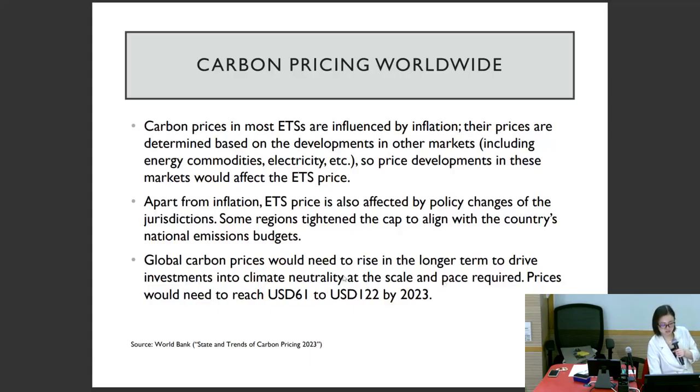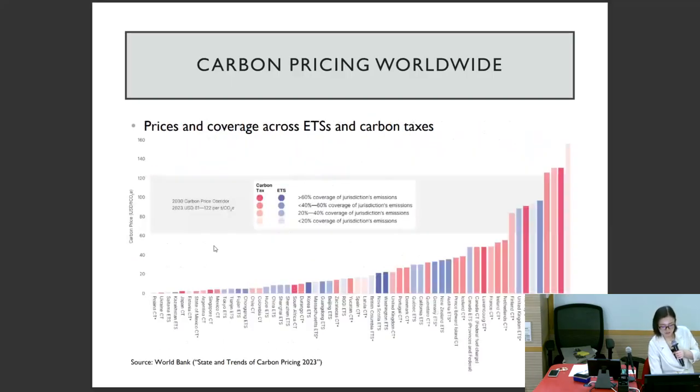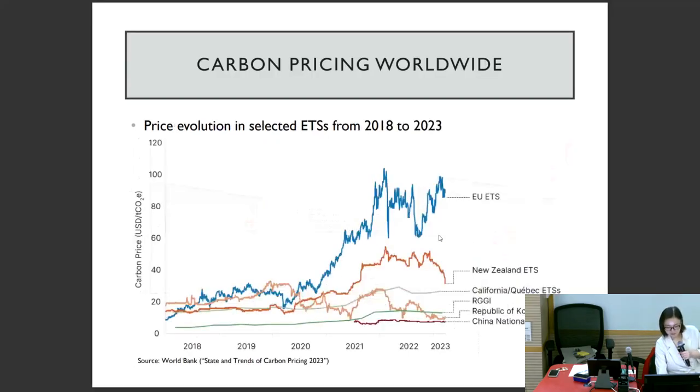Prices would need to reach this by 2023. And here we have the trend of carbon pricing in 2023. And you can see that in some regions, okay, like in the EU, in Europe, the price would be around $100 for every ton of carbon dioxide. Okay, and these values should be getting higher and higher over the years. And it shows the evolution of the carbon price. So generally, it should be getting higher, except in the Republic of Korea.